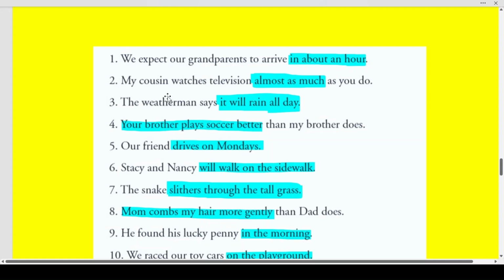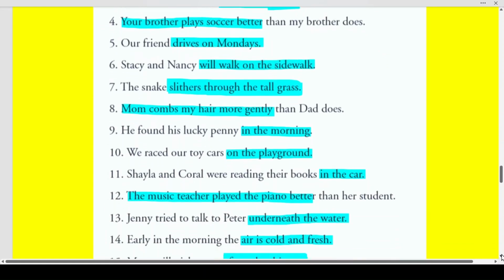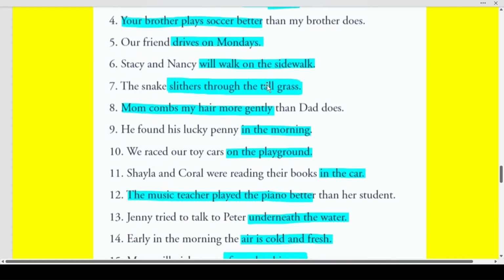In about an hour. My cousin watches television almost as much as you do. How much does my cousin watch television? As much as you do. The weatherman says it will rain all day. What does the weatherman say? It will rain all day. Your brother plays soccer better than my brother does. How does your brother play soccer? Your brother plays soccer better. So these phrases are basically answering the questions.